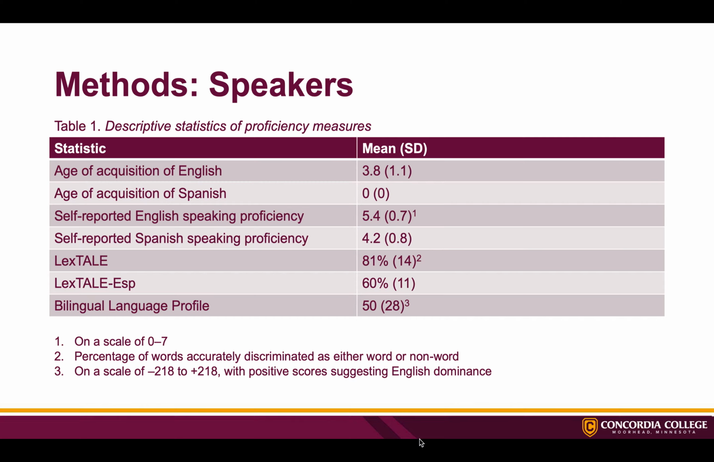And for their language bilingual profile, which is a measure of their language dominance, that goes from negative 218, which would be entirely Spanish dominant, to positive 218, which would be entirely English dominant, they scored on average a 50. And these scores compare similarly to very similar measures from samples of a similar population in other studies as well, not related to rhythm.